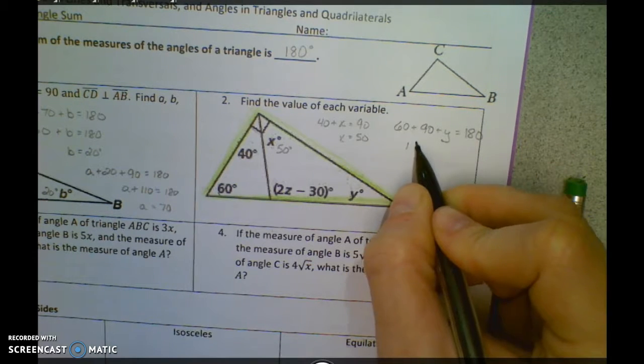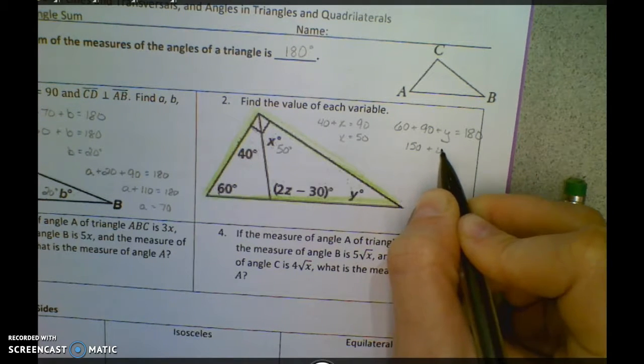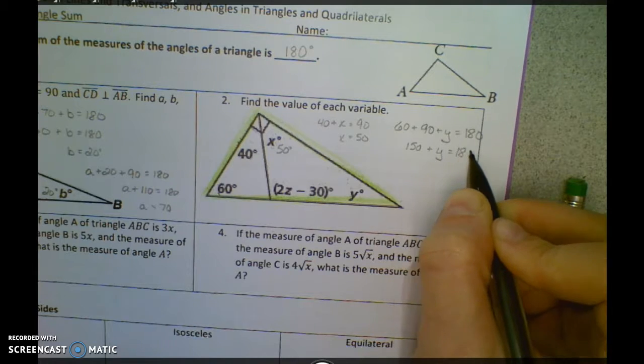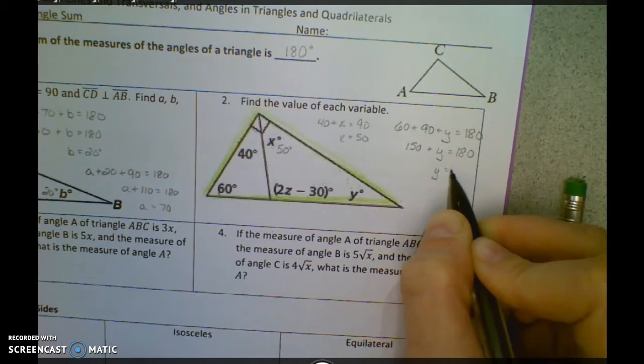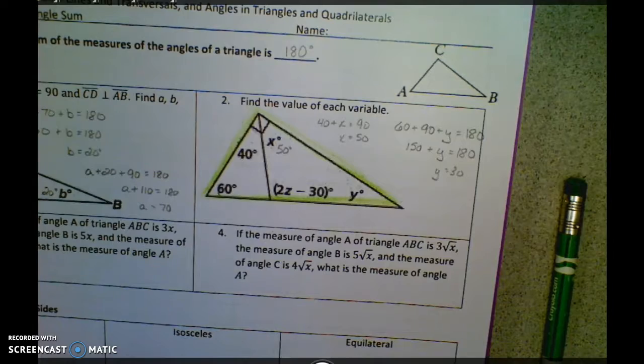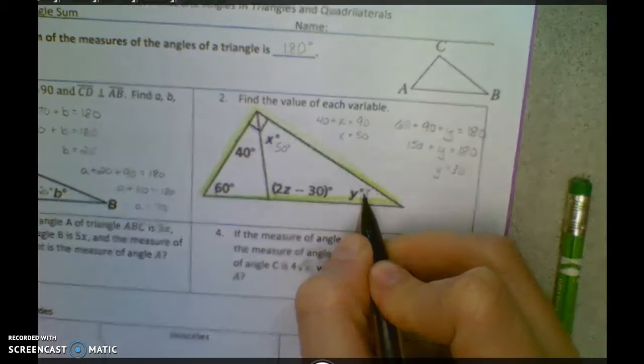So I'm going to combine the angles I know. The 150 comes from the 60 and the 90. I'm going to subtract it from 180. Y would have to be a 30 degree angle. So this is 30.